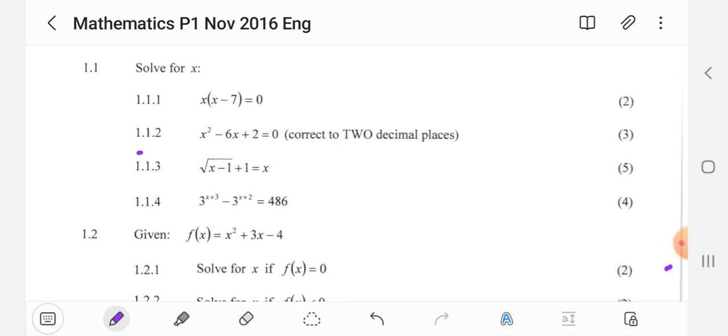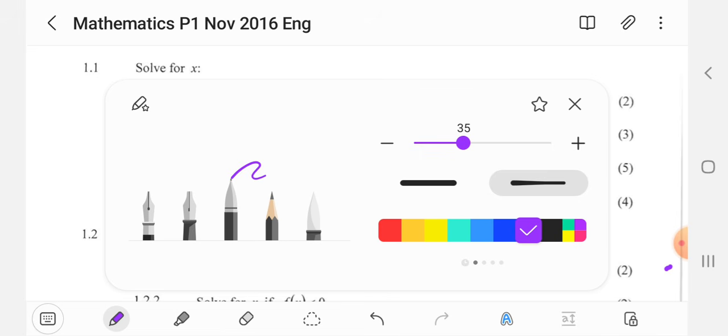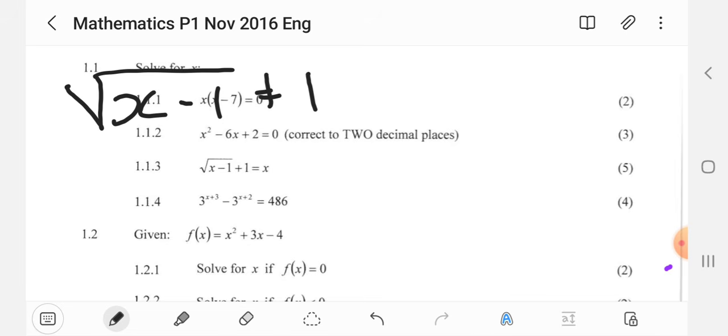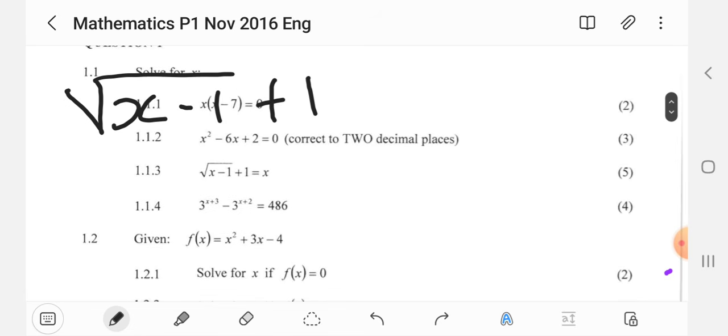Now let's go to 1.1.3. Let's change to black color. We have the square root of x minus 1, plus 1, where the 1 is outside the square root, equals x. So this is what you get. So we need to solve for x.